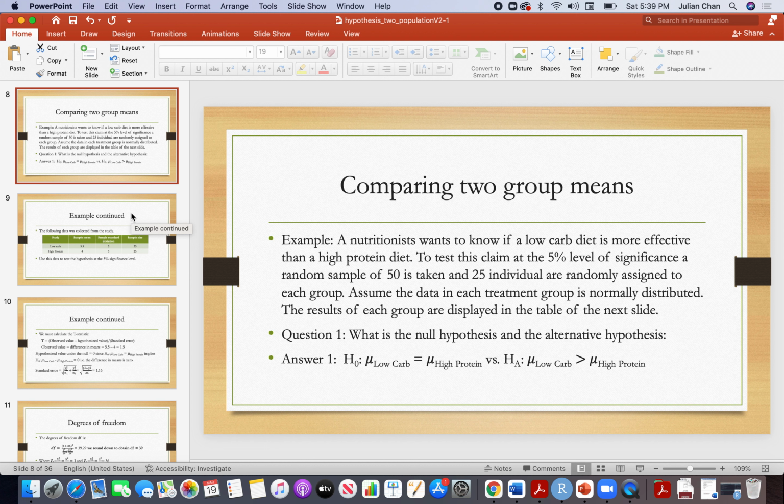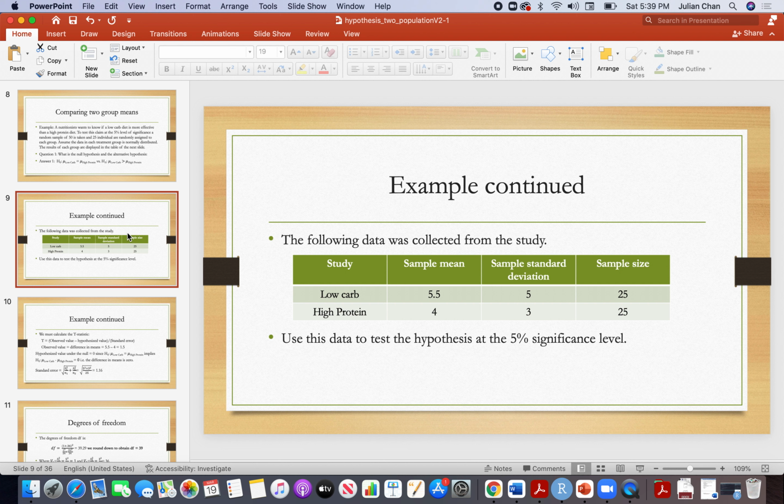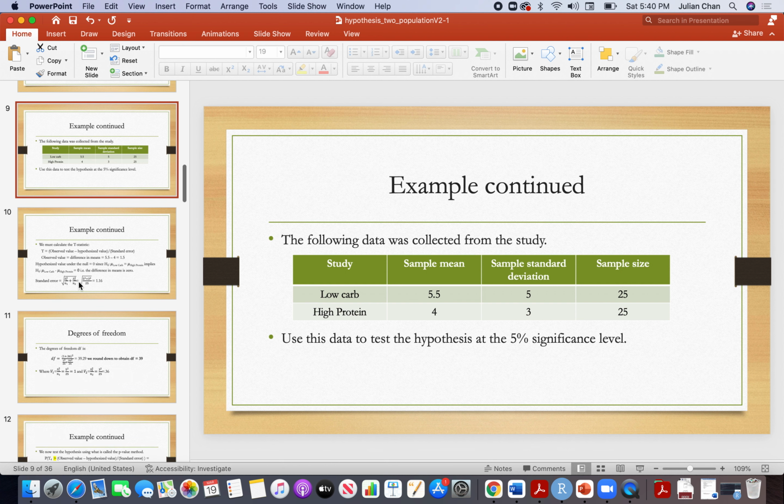One of the questions mentioned in this example is, are the two diets equally effective at losing weight? Or is the low carb more effective than a high protein diet? Well, the data is where the answer rests. And so the data, once it's been collected, can be organized into a table that looks something like this, with a sample mean and standard deviation given. The sample sizes are given here. And we want to test this hypothesis at the 5% level of significance.